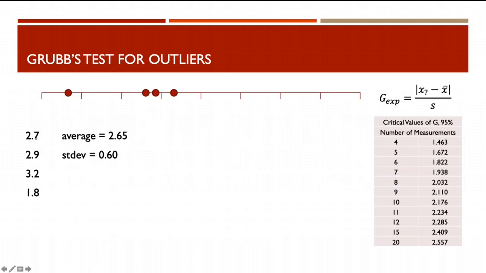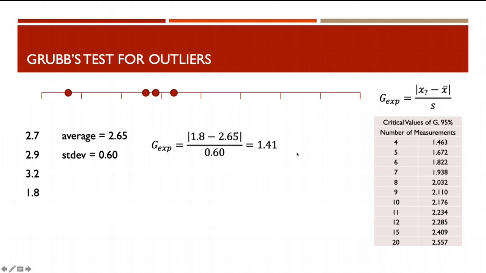So, for example, if you had these 4 measurements that you collected that are represented by these dots on this number line, you take an average and a standard deviation, and you execute the g-experiment equation. You take the absolute value of the difference between the outlier value, which is the lowest value in this case, and the average value. Divide that by the standard deviation, and you get your g-experiment.